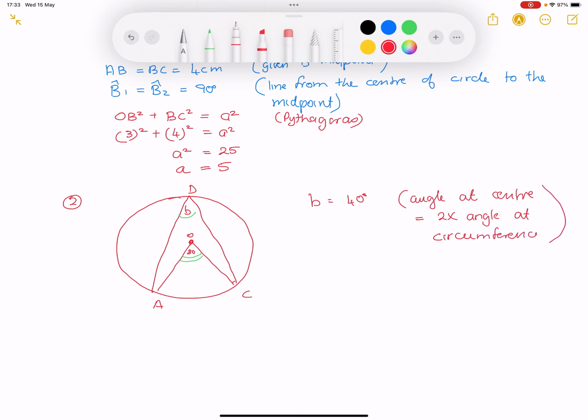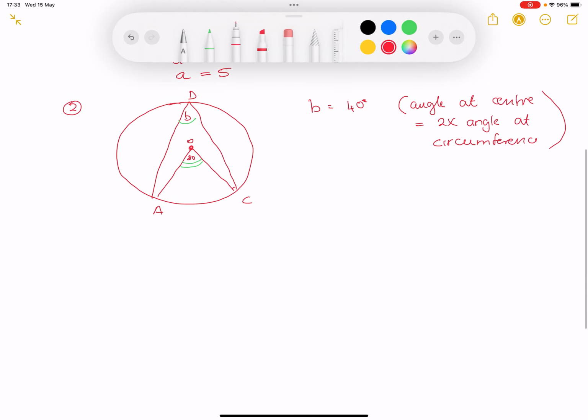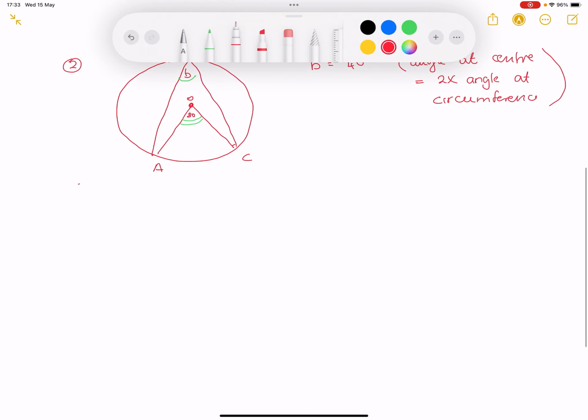You know that one, eh? Yes, ma'am. As we do this, we revise the theorems, eh? Yes, ma'am. Happy with that one? Yes, ma'am. Now number 3.